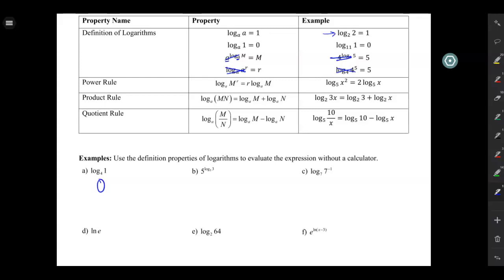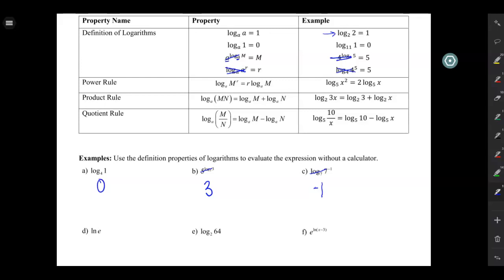5 to the log base 5 of 3, we can cancel out the 5 and the log base 5, and we're just left with 3. Same with the next one, log base 7 of 7 to the negative 1. We can cancel out the log base 7 of 7, and we're just left with that exponent of negative 1.